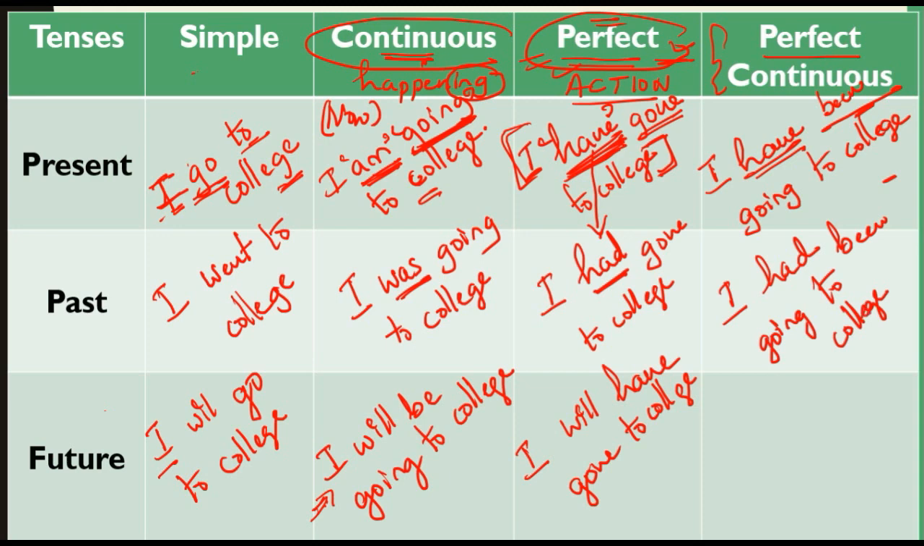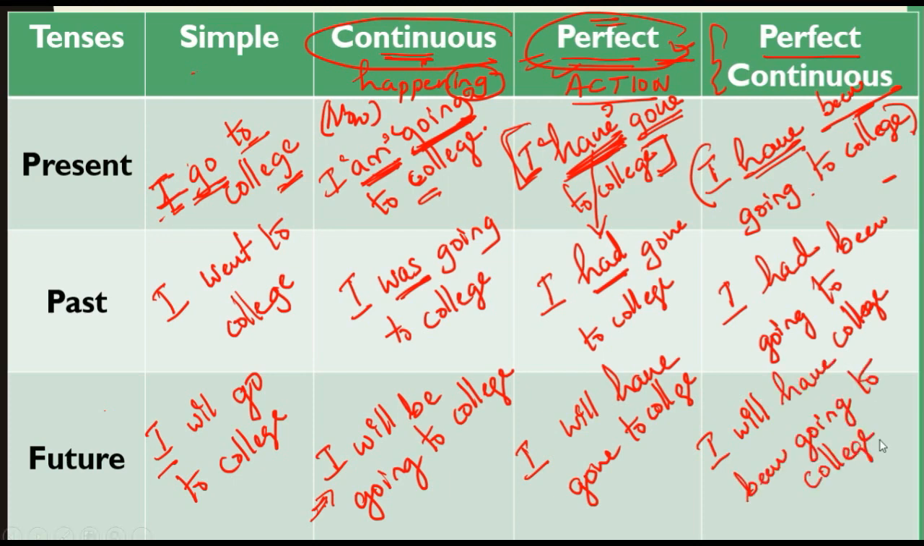Now, how do we convert this to future tense? You know very well. Usually, future tense will be a copy paste of present tense, however, with one addition, that is the word will. Do the copy paste of I have been going to college with the addition of will after the subject I. So the sentence will be I will have been going to college. I have been going to college. I had been going to college. I will have been going to college.